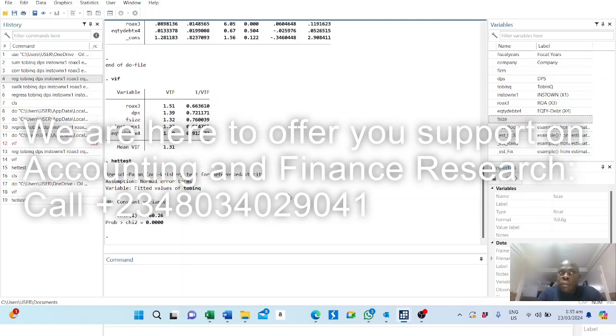Looking at post-estimation issues. Specifically, we are looking at multicollinearity and heteroskedasticity issues in multiple regression.